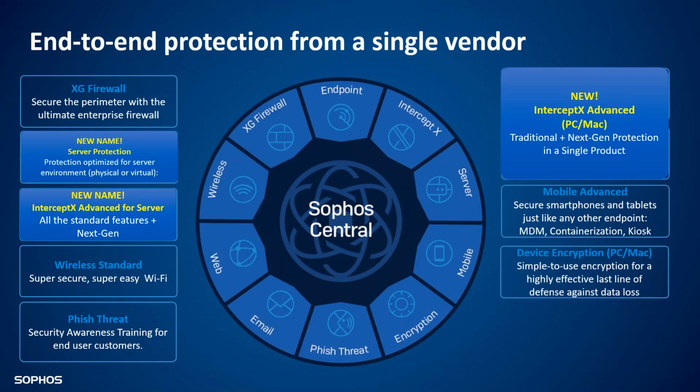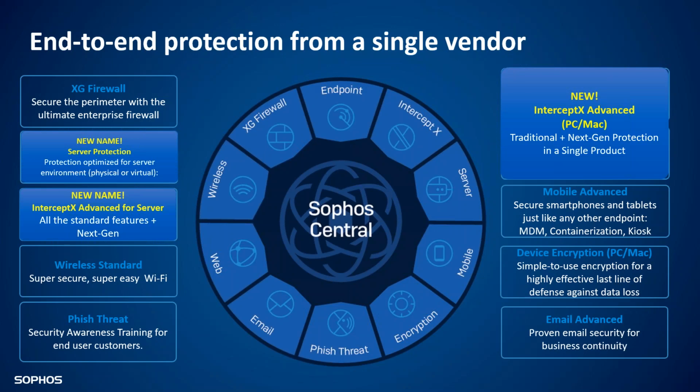I touched on this earlier as one of our fastest growing products in the wheel here. This is the ability for you to enforce hard drive encryption on laptops, usually driven by some sort of compliance or corporate policy or whatever. And then lastly, we've got the email advanced. That's going to be your cloud-based email and spam protection.